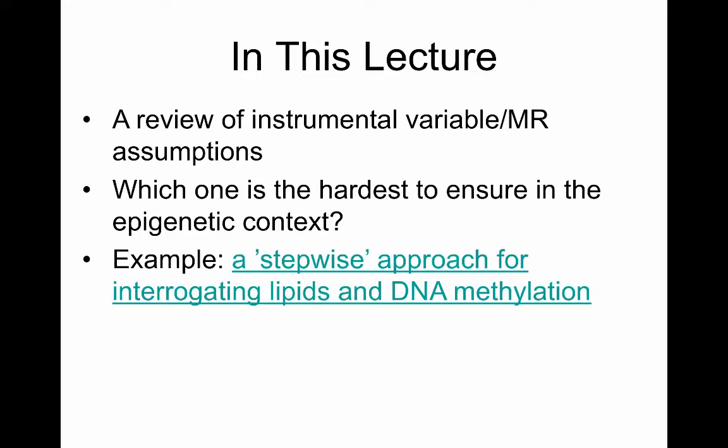We will illustrate how you may test these assumptions in practice by using a published example of an especially thorough bidirectional Mendelian randomization study of circulating lipids, those are things like triglycerides, cholesterol, and so on, and DNA methylation. That paper is linked on the slide, and unless otherwise specified, the figures used in this video come from that publication.